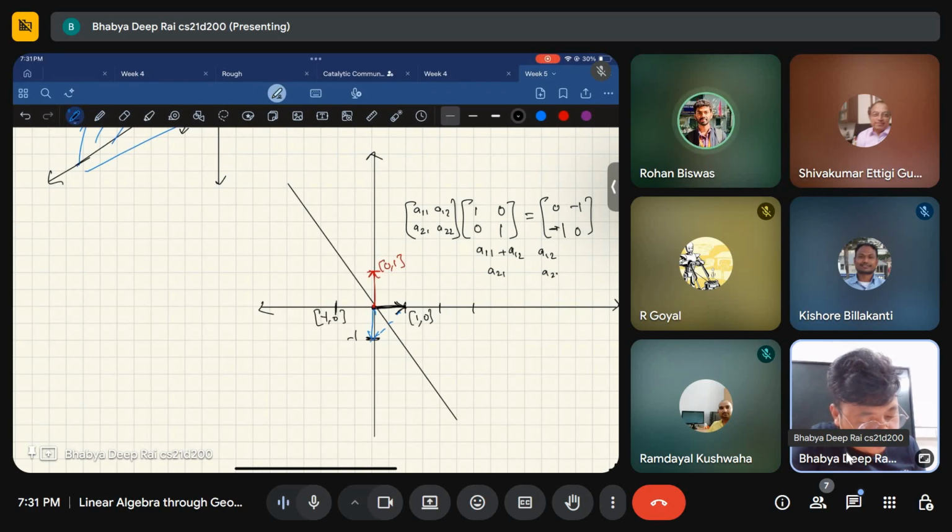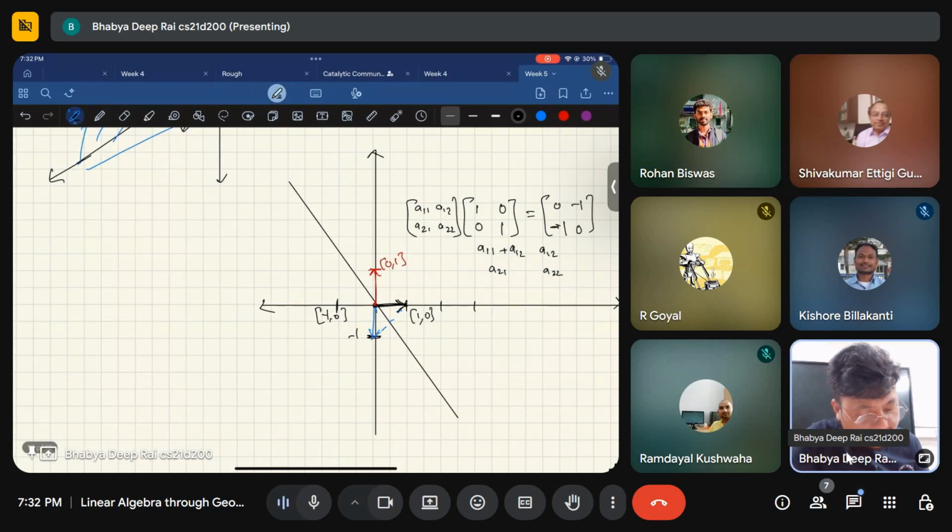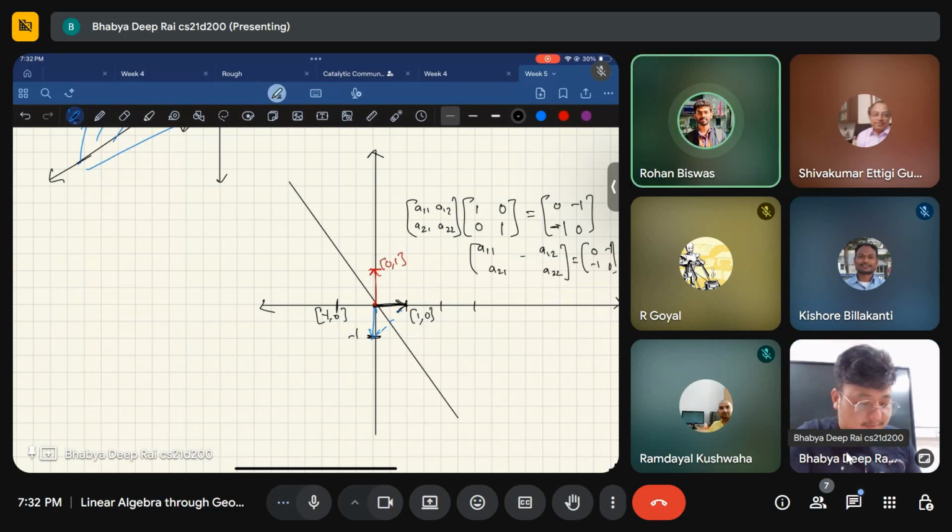So wait, A12 won't be there, no? Or am I wrong? A12 will be one multiplied with zero. First A12 won't be here. Yeah, correct. So this is equal to 0 minus 1 minus 1. That's correct. So we got the particular matrix, and it will be our guiding example for what happens in 3D. For 3D, we'll think similarly.